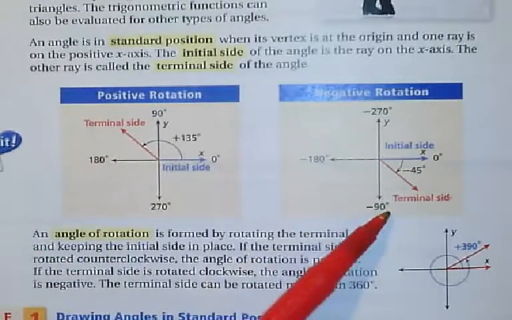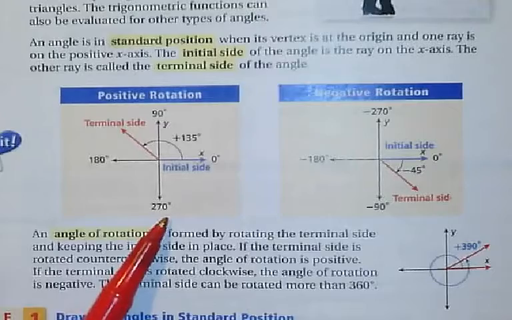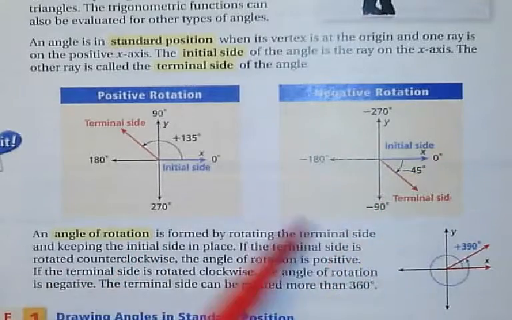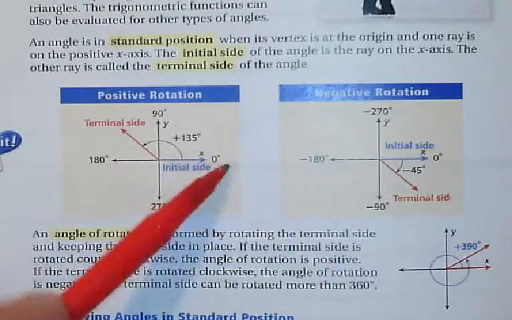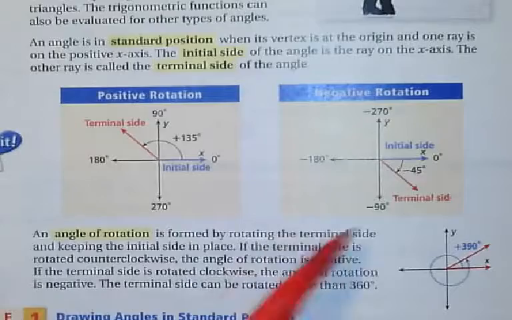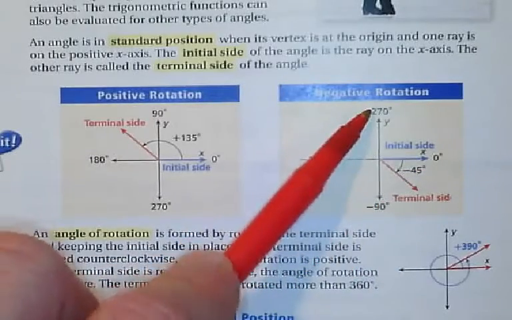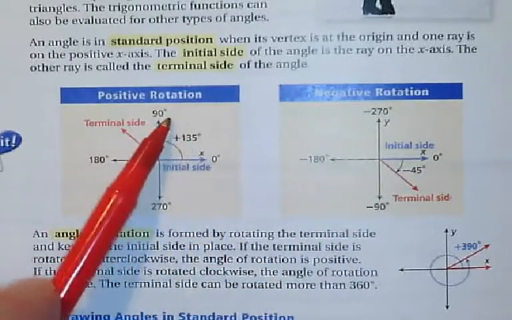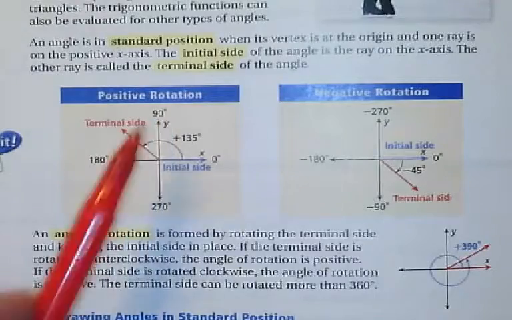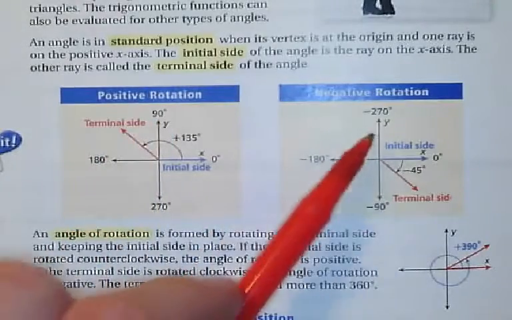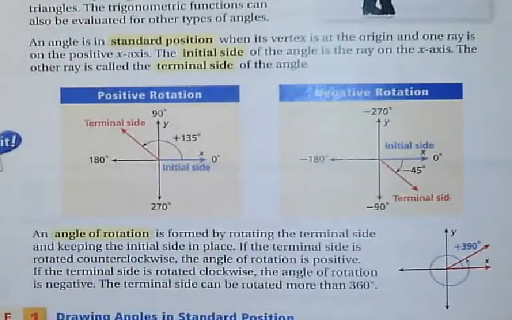So this is negative 90. It's also positive 270. This is negative 180. It's also positive 180. Right? If you went this way around here, this would be negative 270. But if I only go this far, it's positive 270. So there's a positive and a negative answer to every angle. Wherever you're at, there's a positive and negative angle that goes all the way around.